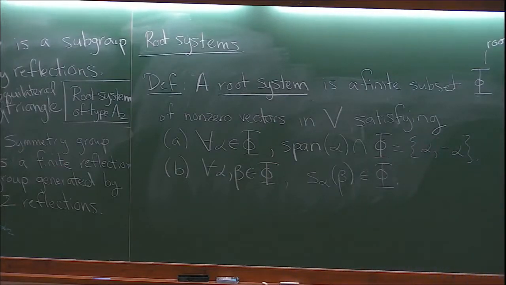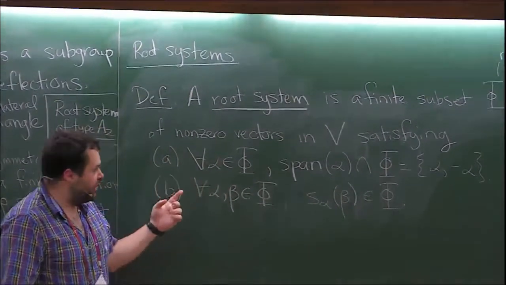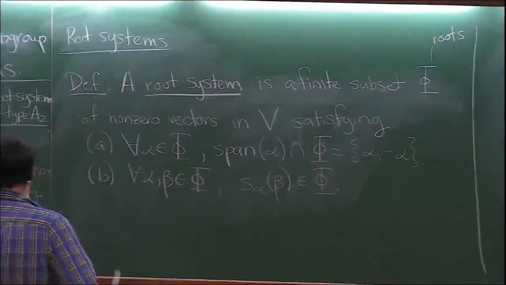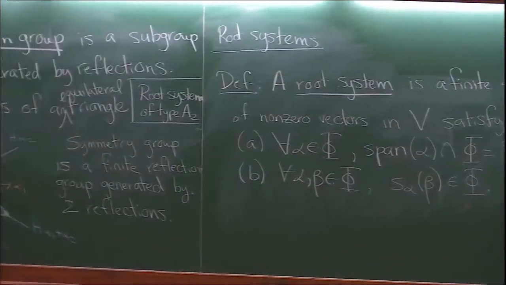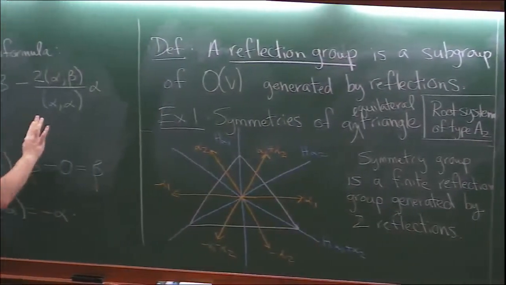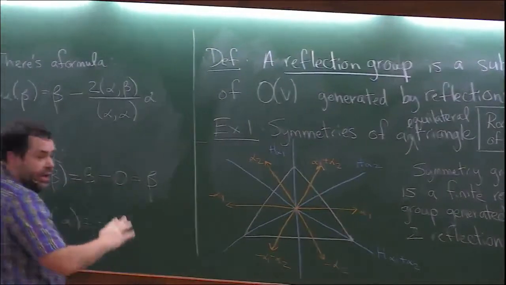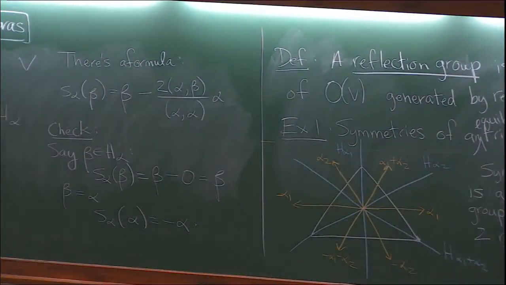Yes, so for the Weyl group, I have to add some other condition. It has to be a crystallographic root system, which means that I require this quantity here to all be integers. If I require this for every root alpha and beta to be an integer, then what I get is a crystallographic root system, and those give you the Weyl groups, which come from the simple Lie algebras.